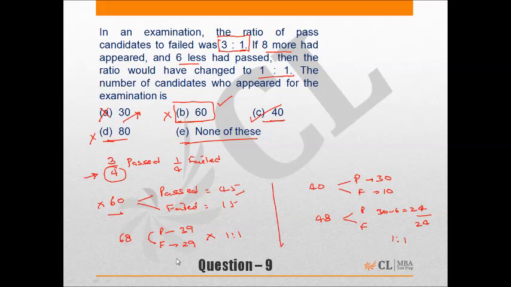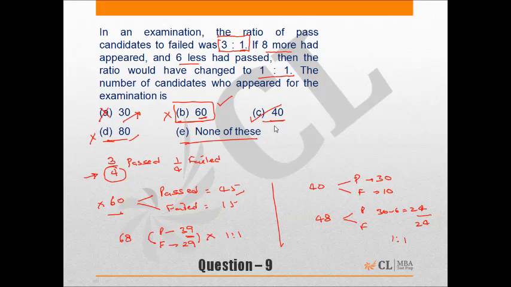Why less than 60? Because at 60, the pass-fail ratio is more than 1. We need it to make it 1:1, which means I need to reduce the number of candidates who have passed. To reduce the number of candidates who have passed, I need to reduce the total number of candidates first. So which is why I said 80 cannot be the answer.